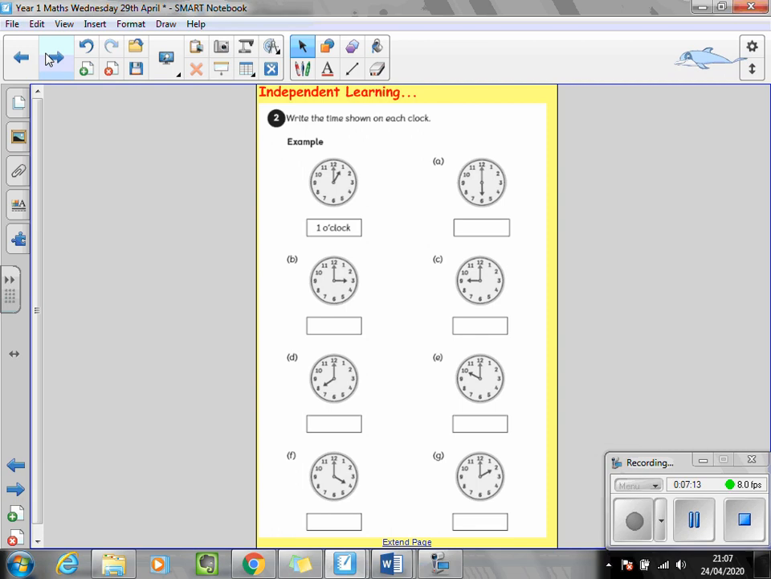Question number 2. Write the time shown on each clock. One has already been done for you. I can see in the example that the minute hand is pointing at the 12, which means it's an o'clock time, and the hour hand is pointing at the 1. This clock shows 1 o'clock. Can you complete the other times?